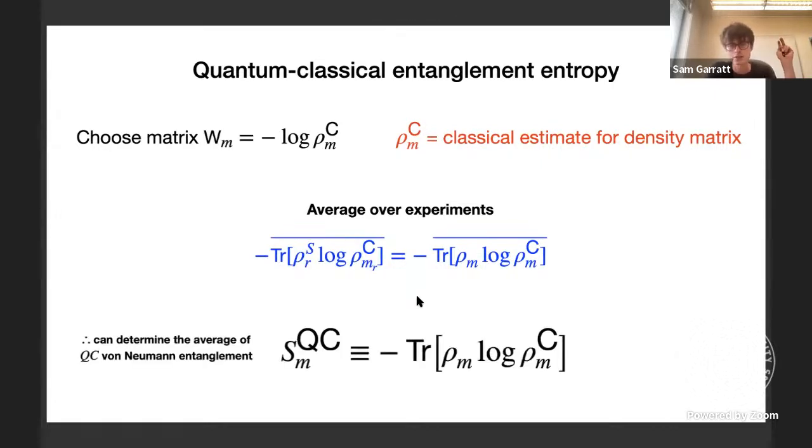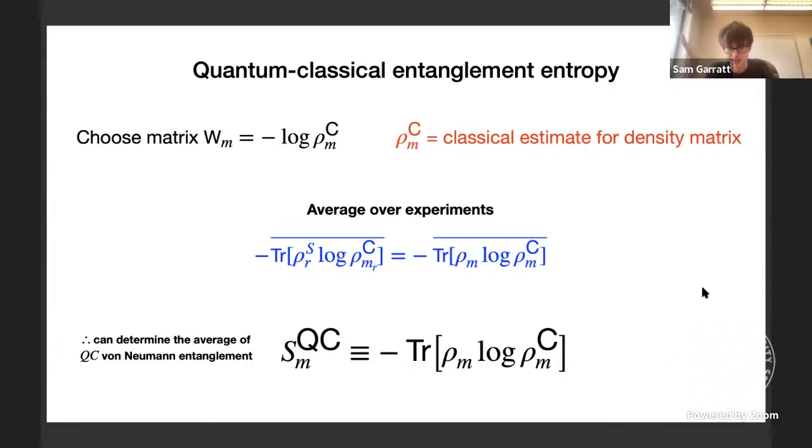What I'll define the right-hand side as is the quantum classical von Neumann entanglement. The actual von Neumann entanglement entropy would be defined as this object, but without the C here. So the quantum classical entanglement is the real density matrix multiplied by the log of the classical estimate of the density matrix, all with the minus sign.